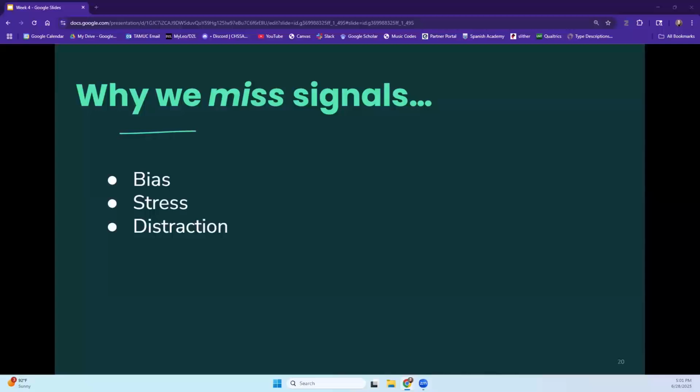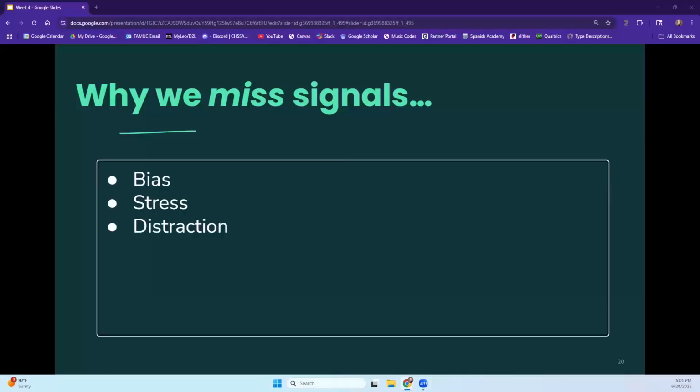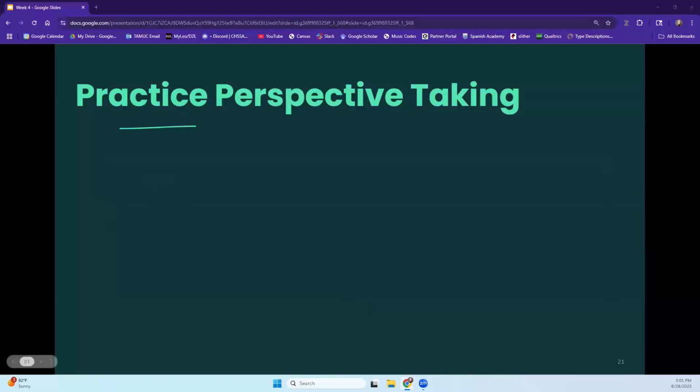I had this note here for a shortened version. Being biased clouds your view. Being stressed drains your capacity, and being distracted pulls your focus. All three of these are going to get in the way of you truly noticing and responding to how someone feels.